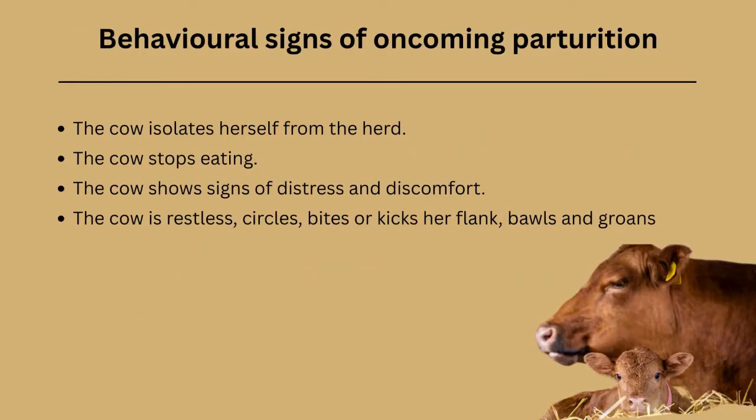Behavioral signs of oncoming parturition. The cow isolates herself from the herd. The cow stops eating. The cow shows signs of distress and discomfort. The cow is restless, circles, bites or kicks her flank, bawls and groans.